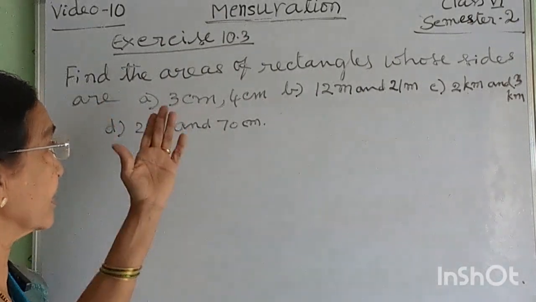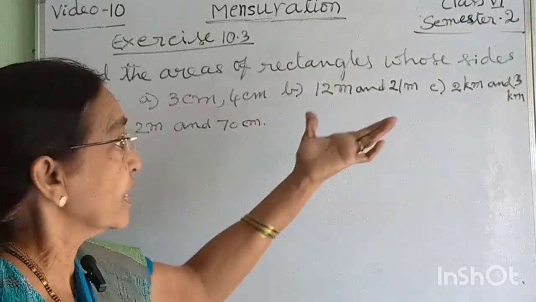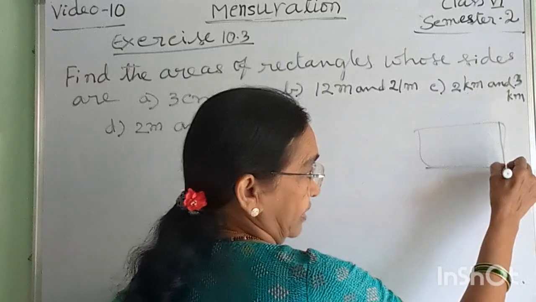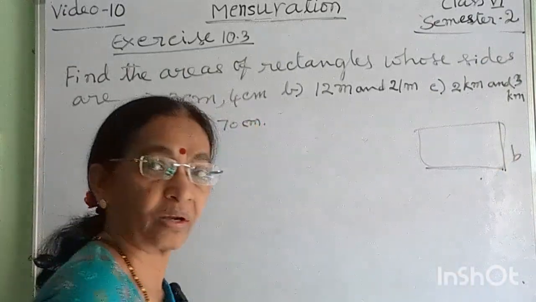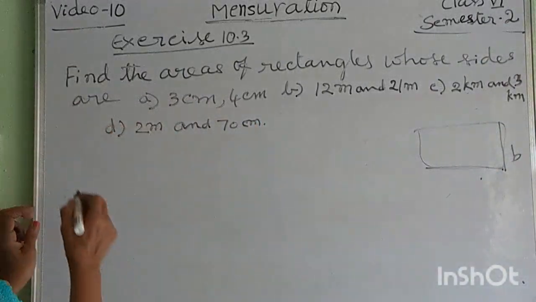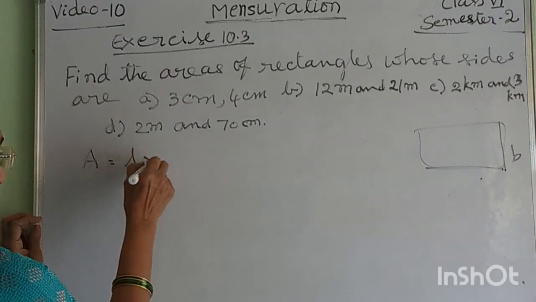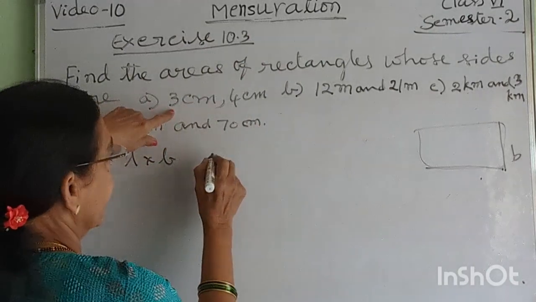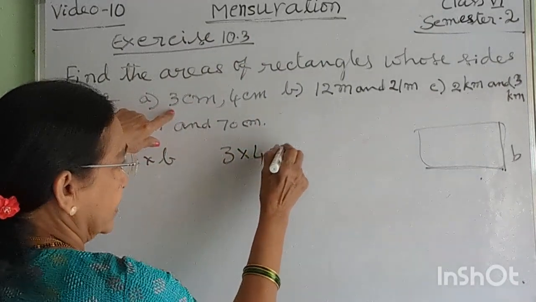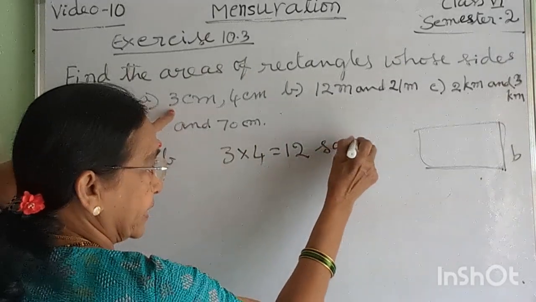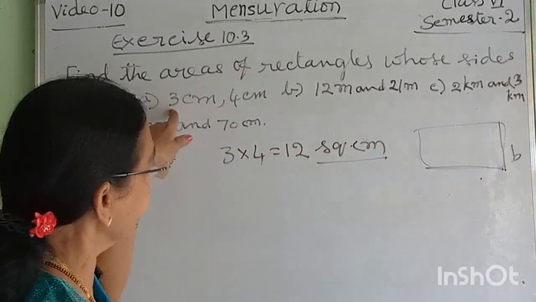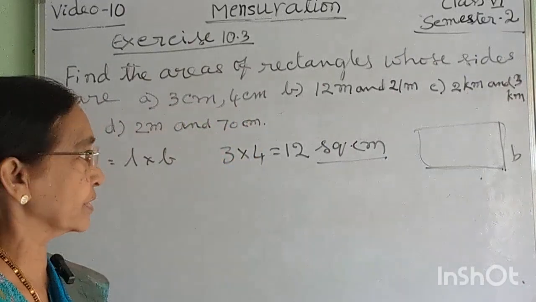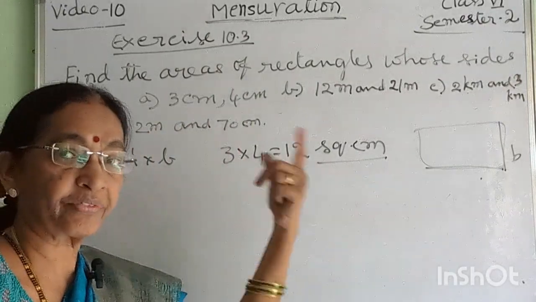Here the measurements are length and breadth. Sides means, in a rectangle, this is called the length and this is called the breadth. Both are called the sides. So the area of a rectangle is equal to L into B. We know this. So the first one, 3 centimeters into 4 centimeters. Therefore area is equal to 3 into 4 is equal to 12 square centimeters. This is important: square centimeters. You must check whether the two measurements are in the same units. Then the area will be the square of that unit.